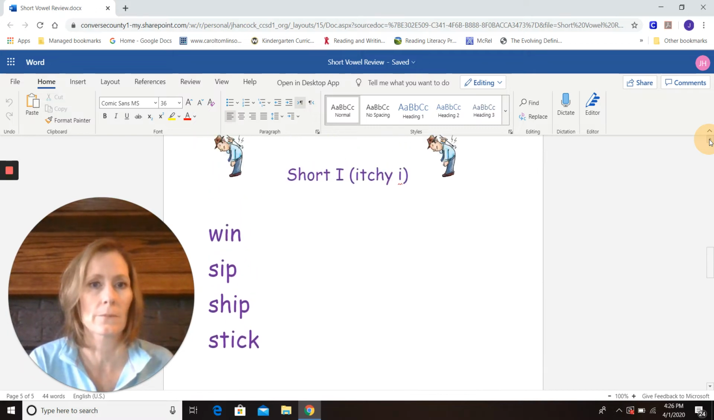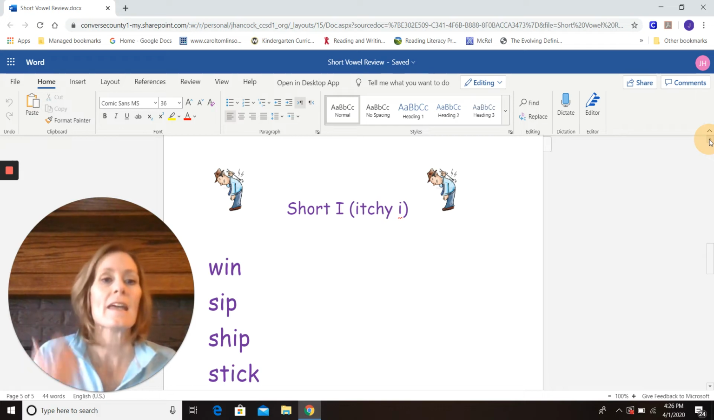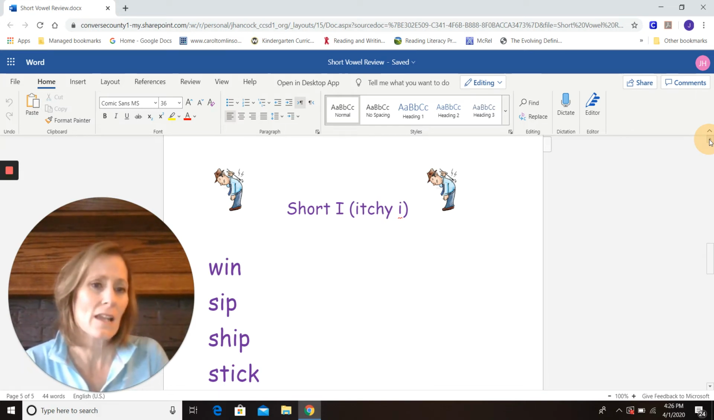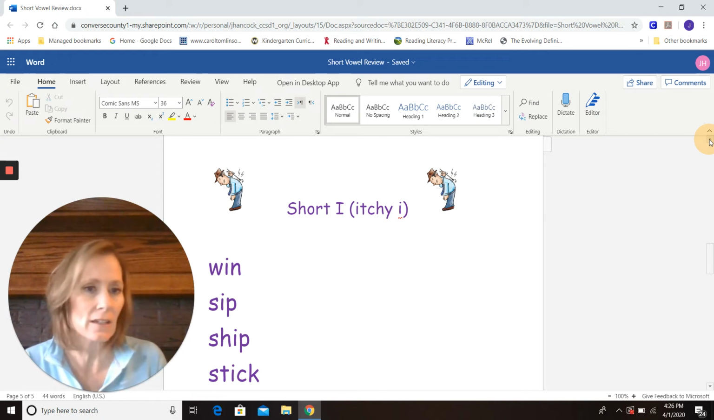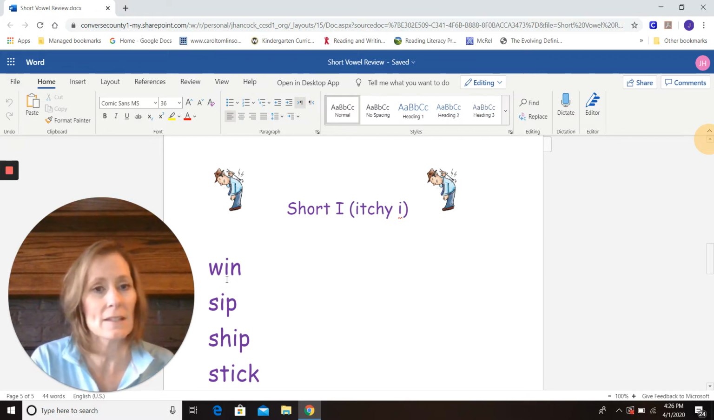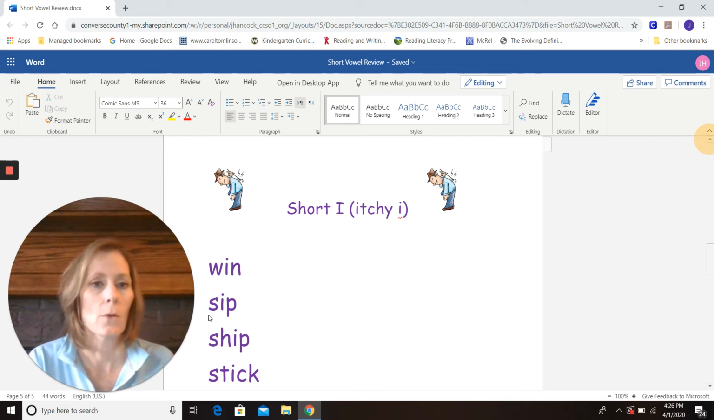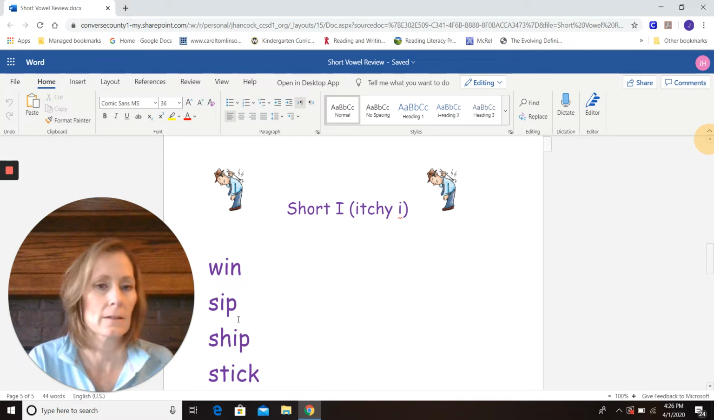All right. Ooh, I went a little too far, didn't I? Here we go. We're going to move on to short I. I call short I itchy eye. If you've ever had too many mosquito bites, or you take a bubble bath and you forget to wash the soap off, you're very itchy. That's why I call it itchy eye. Let's look at our first CVC word. Ooh, right away, I see the little sight word in here. I'm going to put it together with the beginning sound and come up with win. We'll move on to our next CVC word, sip.